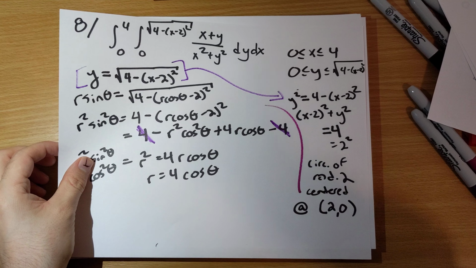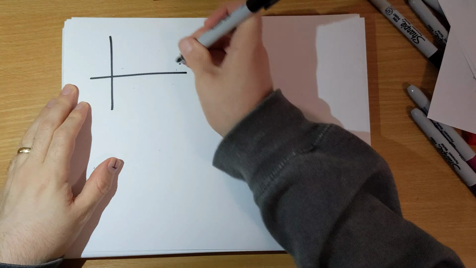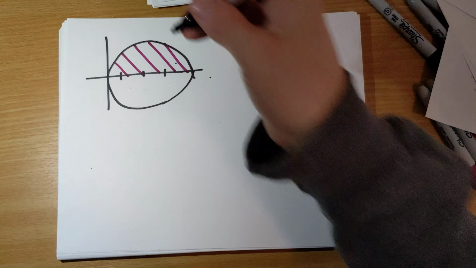So now, what does this look like? Here's a circle of radius 2, centered at the point (2, 0). So x can be anything from 0 to 4. Y can be anything from 0 until we hit the circle. So this is the region that we're integrating over: the top half of this circle centered at the point (2, 0). We also know that the equation for this part of the circle is r equals 4 cosine theta.